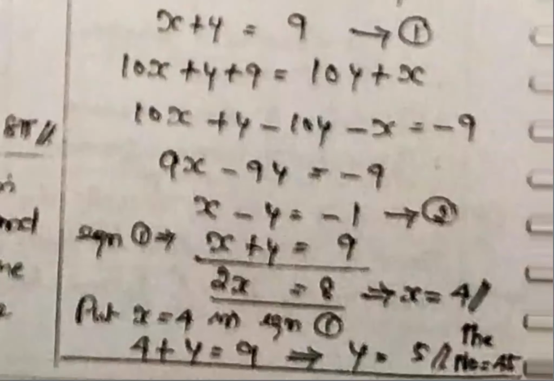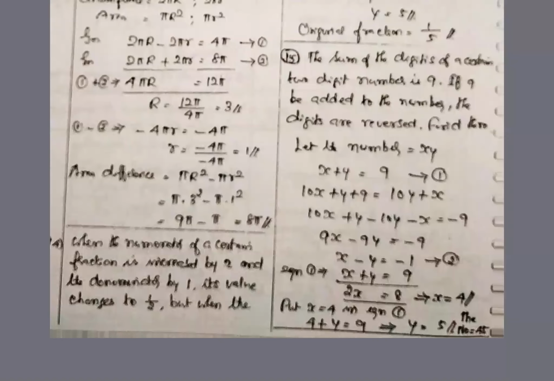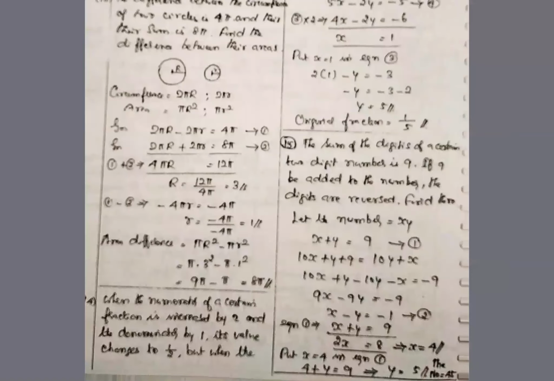So the number is 45. The two-digit number is 45. You check the digits: 4 plus 5 is equal to 9. If 9 be added, 45 plus 9 means 54. You compare 45 and 54, only the digits are reversed.